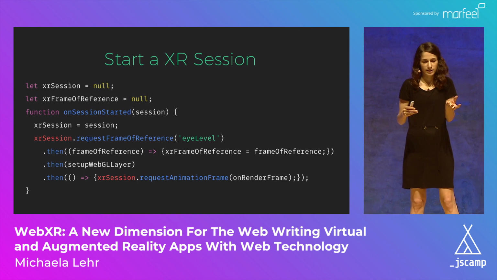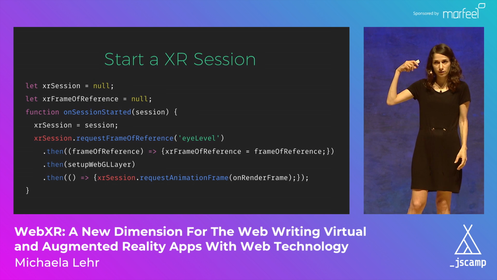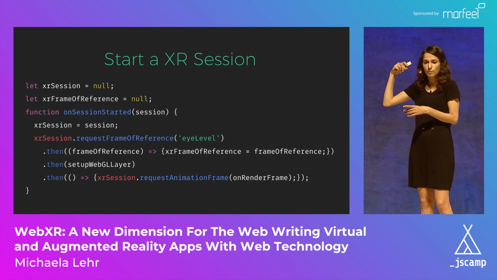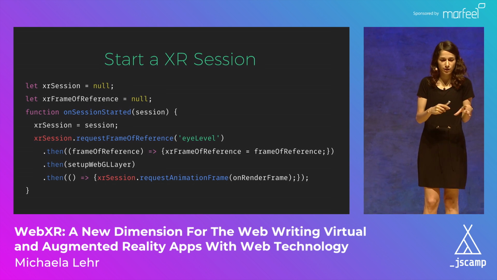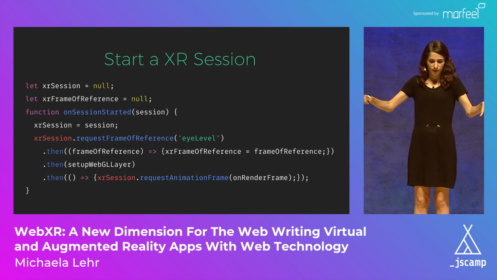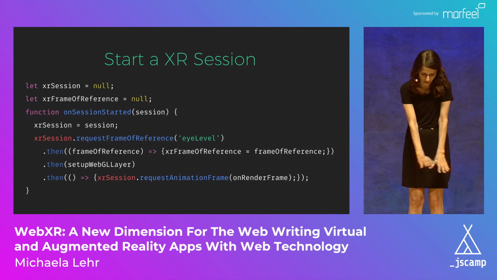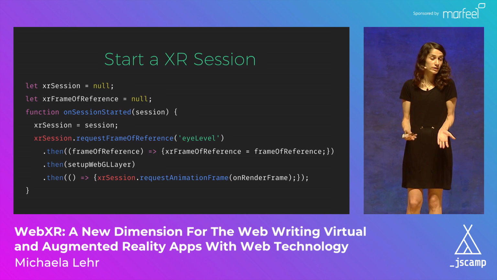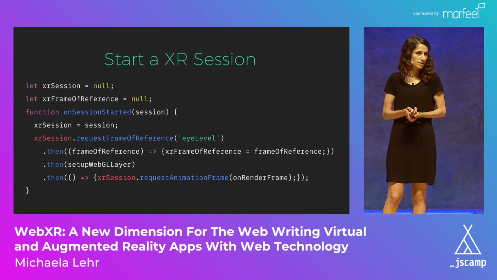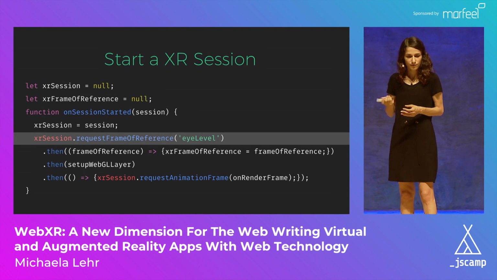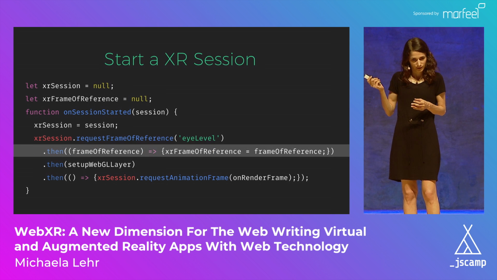And then there is eye level. Also here, the origin is a viewer's head, but this time it moves with the viewer. And the last one, stage: the origin is approximately on the floor in the middle of the room, and you can use it for room scale VR. And this stays the same also if the viewer moves.